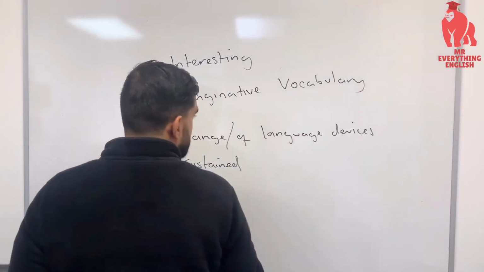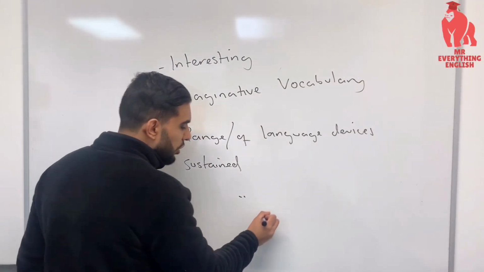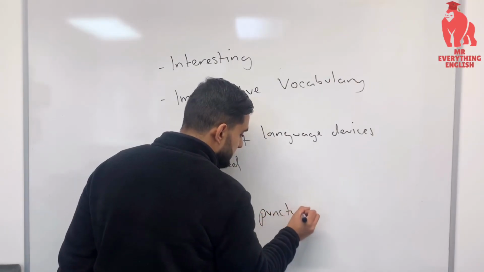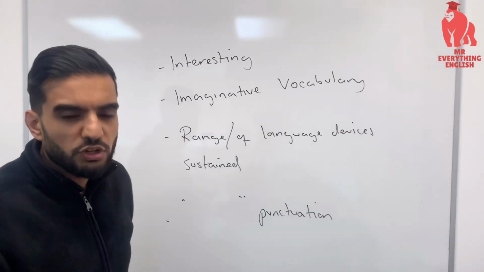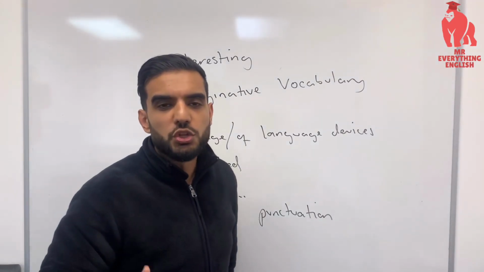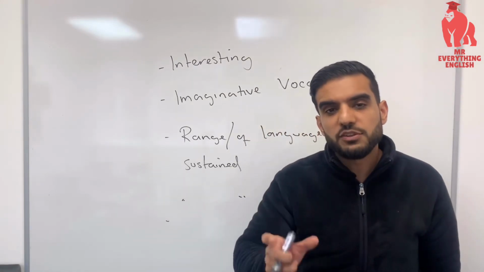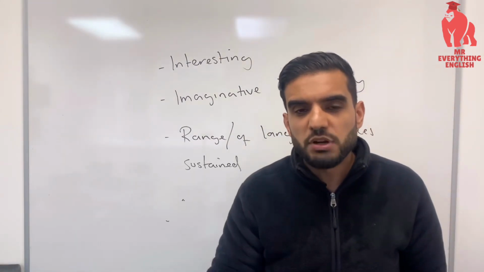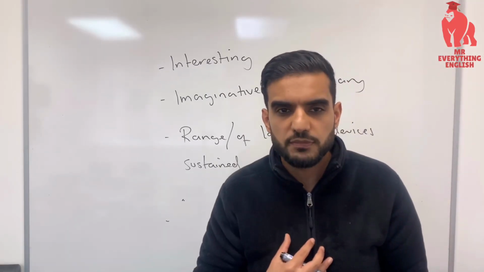Guys, next one, same thing, range and sustained. But this time, what do they want? You must have a range and a sustained use of punctuation. Now, what counts as punctuation? You've got semicolons, you've got colons, you've got speech marks, you've got brackets, you've got ellipses. This is what counts as punctuation. You must have a range of punctuation. Now, commas and full stops don't count.